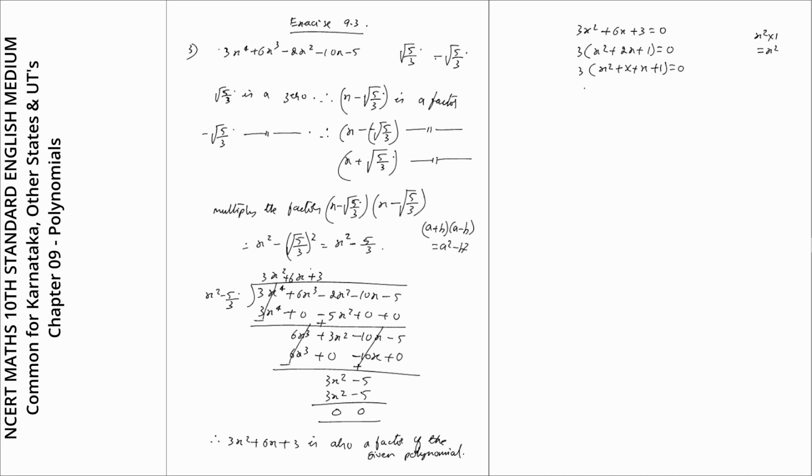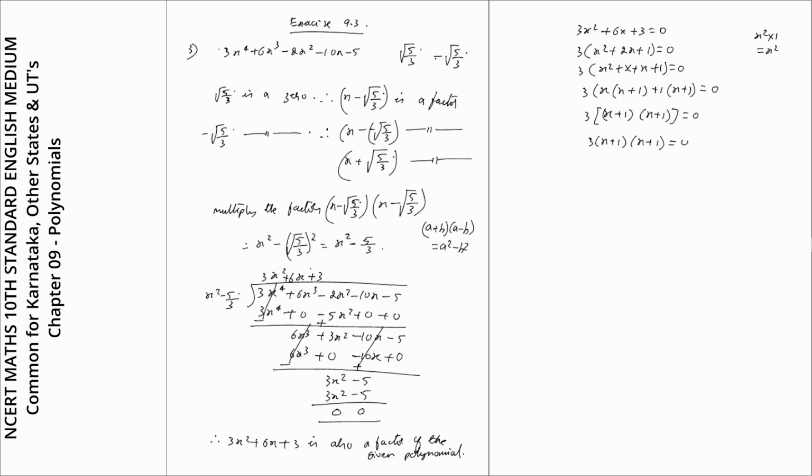So now this is 3 into, here I'll take x common, x into x plus 1 plus 1 I'll take common here, x plus 1 I'll get, this is equal to 0. So 3 into, now here x plus 1 into x plus 1. So I'll remove the square brackets. 3 into x plus 1 into x plus 1 is equal to 0.